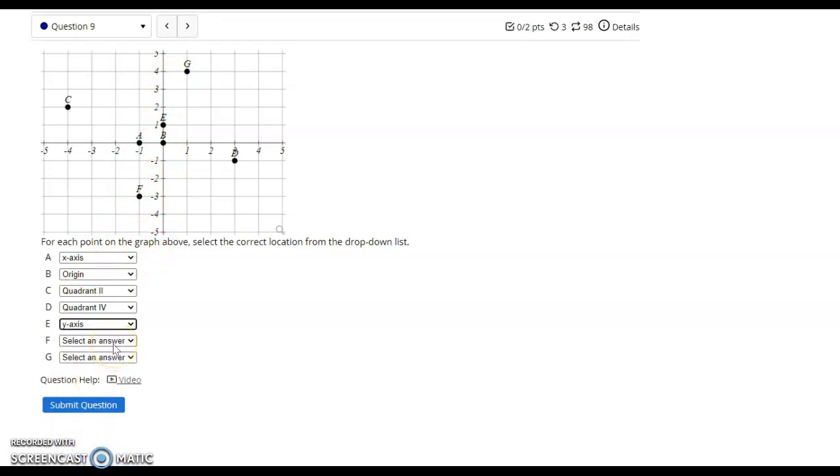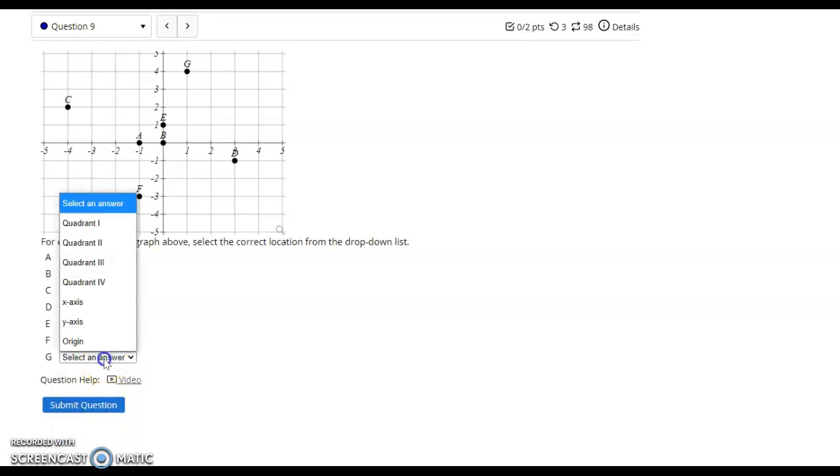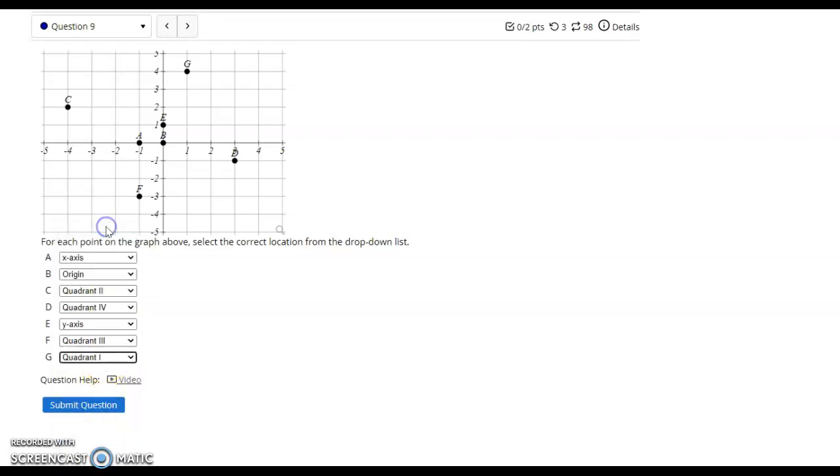F is in quadrant 3. And then G is quadrant 1. So it looks like we had 1 in each. 1, 2, 3, 4. So yeah, just make sure you're paying attention: x-axis, y-axis, origin, and then each quadrant. So that's it for plotting points. Mainly just make sure you're taking your time so that you plot the points correctly.